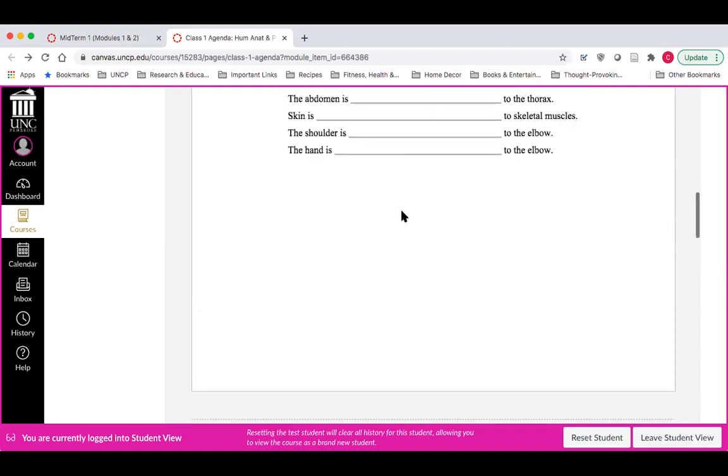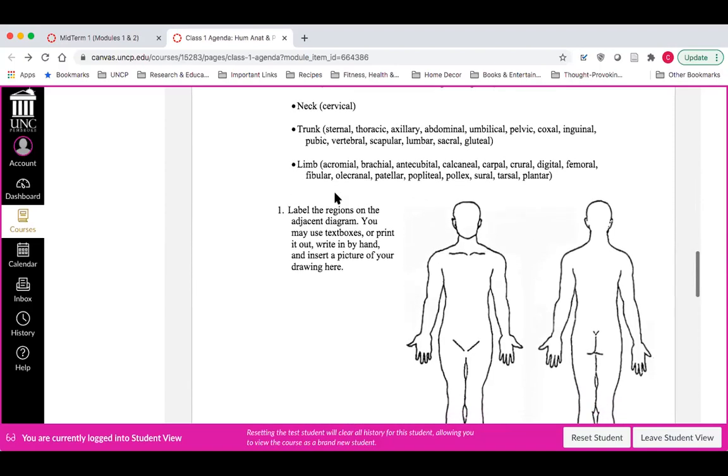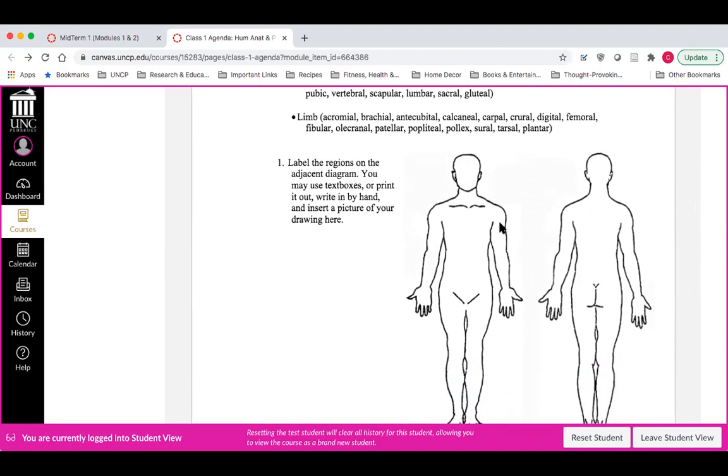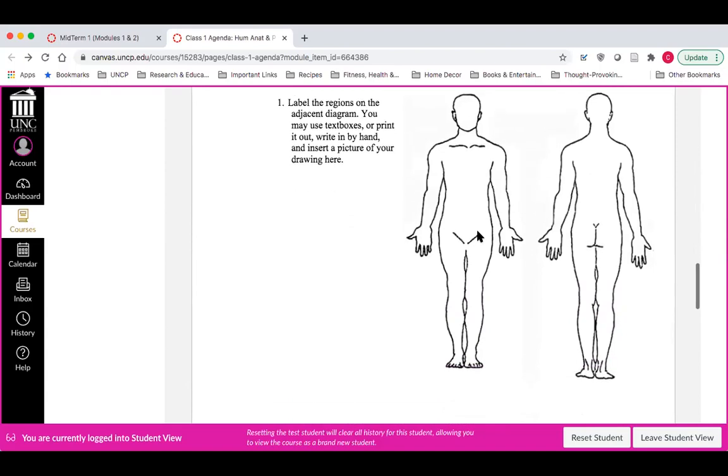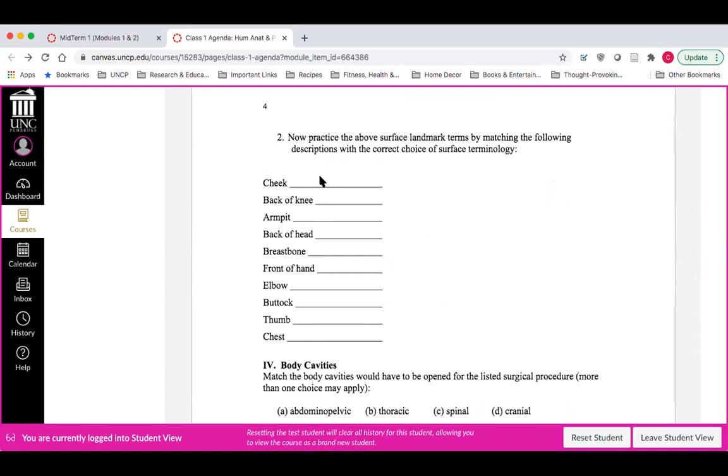Okay. So then, what I had you guys do, we didn't do this section. Again, this would be good practice for you when you're studying, seeing if you can actually draw on a human. You can print this out on your own time and work on this. Let's talk about these words. So cheek, buccal; the back of the knee, the popliteal region; armpit, axillary.